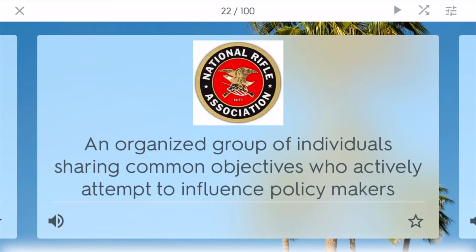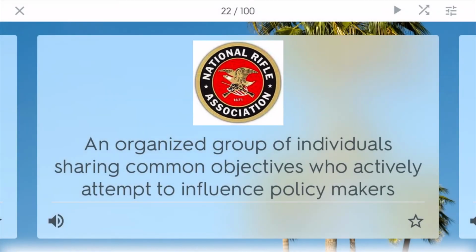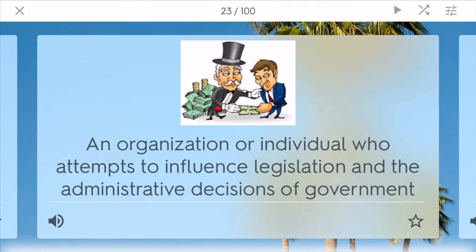Interest groups. This is an organized group of individuals who share common objectives and actively attempt to influence policymakers. There are many different types of interest groups in the United States, composing of many different ideals and ideas they're trying to promote. One example would be the National Rifle Association, which really lobbies for gun rights and the Second Amendment. Lobbyists. Many interest groups have lobbyists. This is an organization or individual whose sole job is to attempt to influence legislation and the administrative decisions of the government.